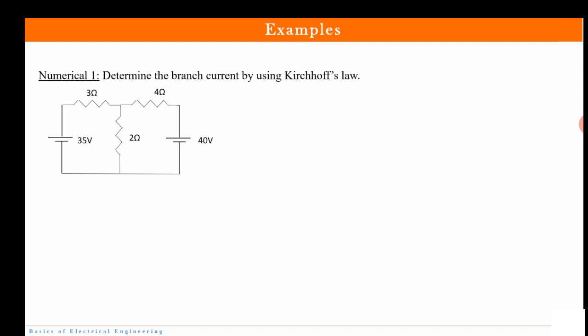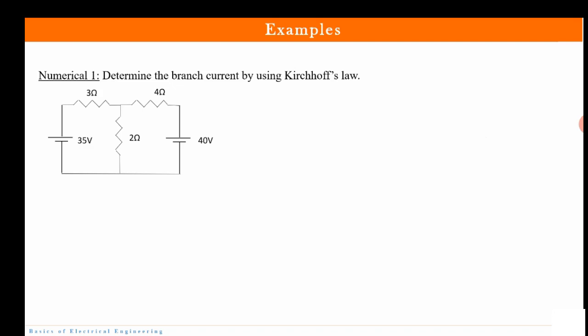Yes, exactly. A branch is the circuit element between two nodes or junctions. So here the 3 ohm, 2 ohm and 4 ohm resistors are branches. So basically it says that we need to find all the currents which are there in the circuit.